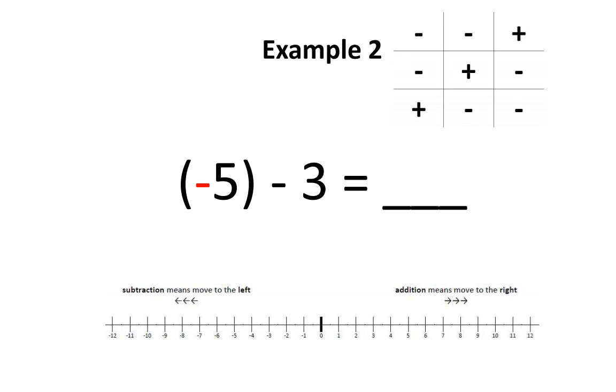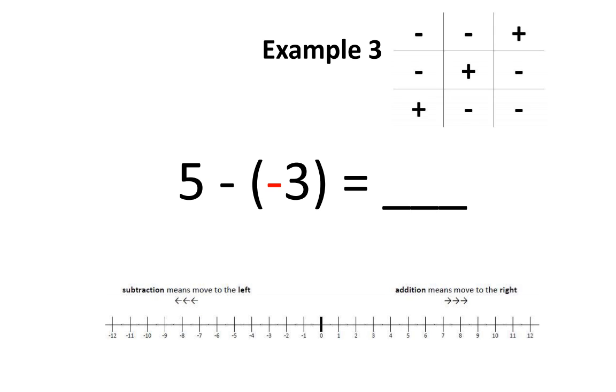In our second example, we want to find what negative 5 subtract 3 is equal to. Using our number line, we're going to start at negative 5. Then we're going to move 3 spaces to the left, which means we are going to end up at negative 8. Therefore, negative 5 subtract 3 is equal to negative 8.